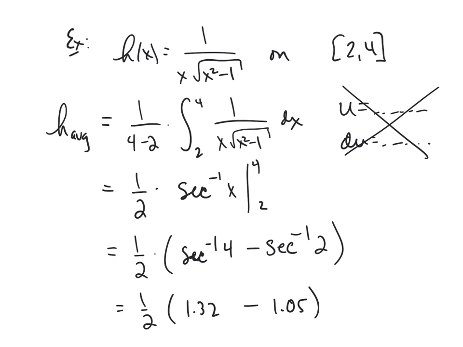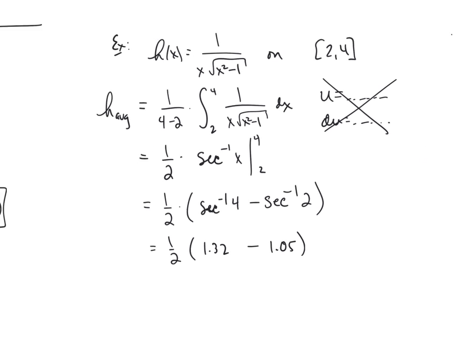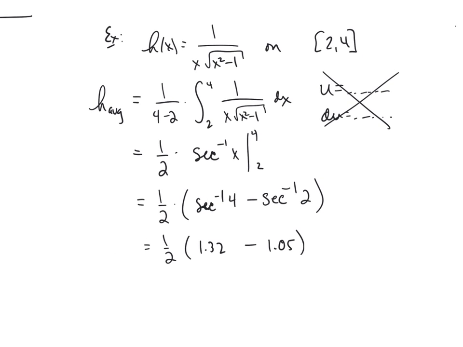Just shrink this up slightly so I can get my last 2 steps in for everybody. Shrink that up just a hair. There we go. So I'll subtract 1.32 minus 1.05, which is 0.27, and multiply that by 1/2, and if I'm punching okay in my head, I get 0.135. So the average value of that function would be about 0.135.